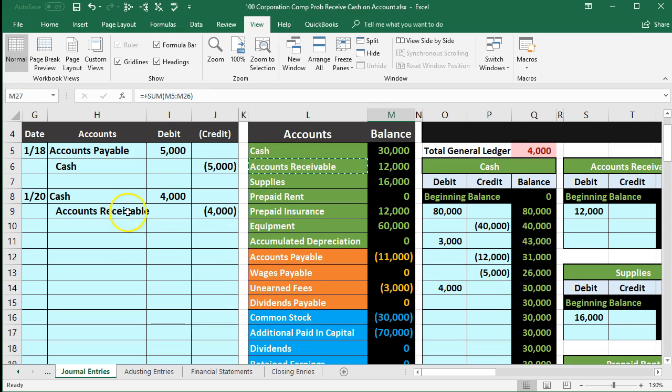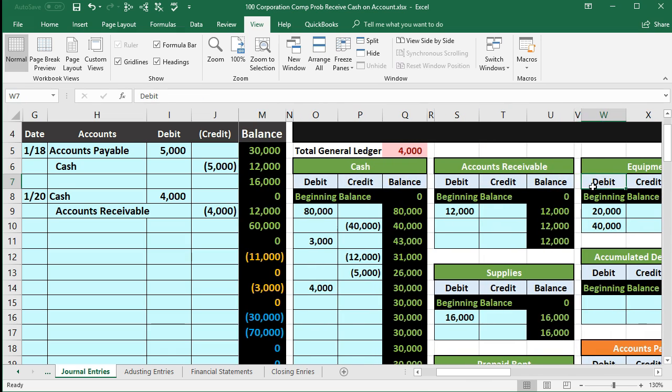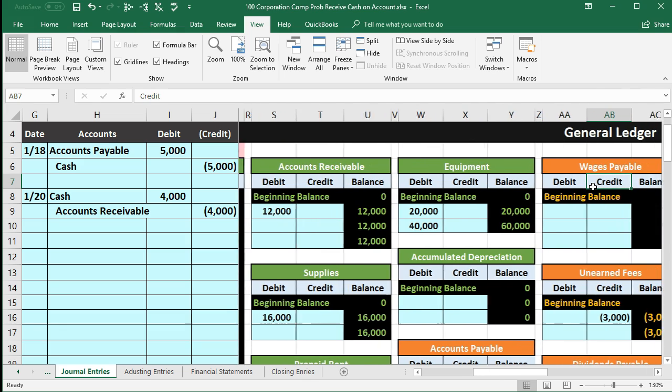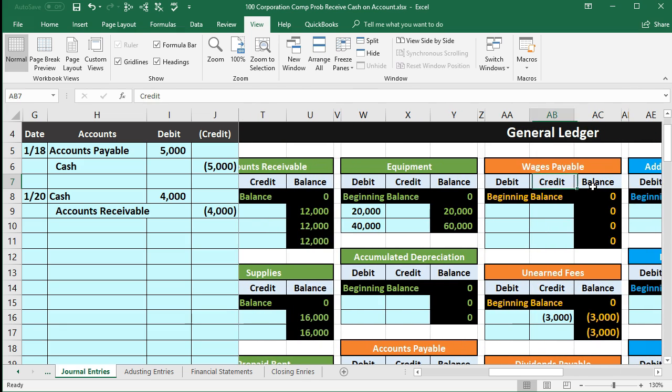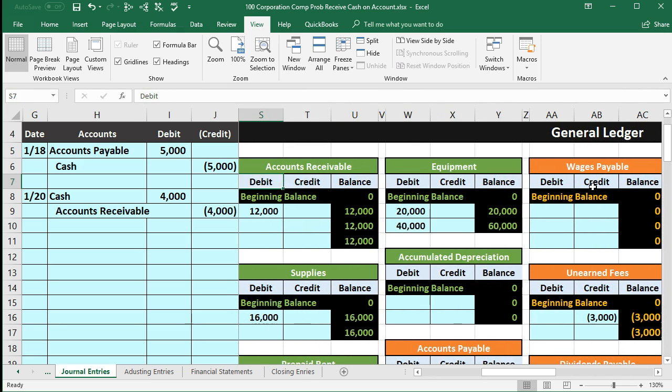Other side, it's going to go to accounts receivable. We didn't really even need to freeze the panes here because we can already see accounts receivable. It's our second account on the trial balance, second account on the GL. If we scroll to the right, though, we can put it right next to our journal entry, thanks to the frozen pane. There we have it. That's nice. So here's the accounts receivable.